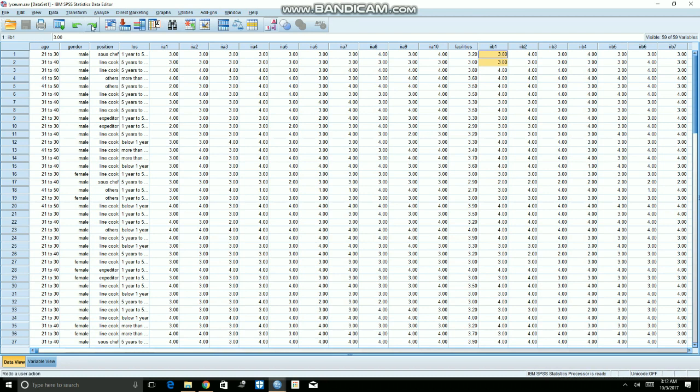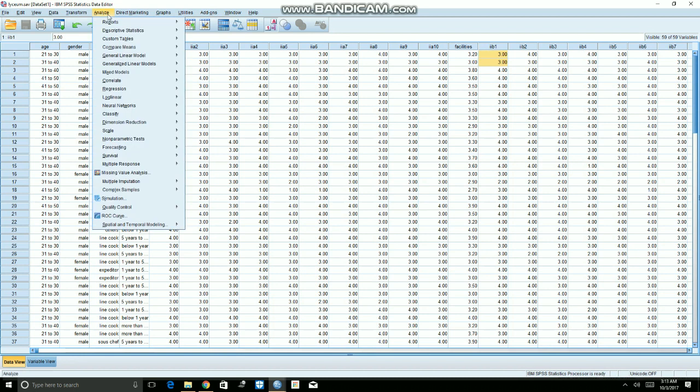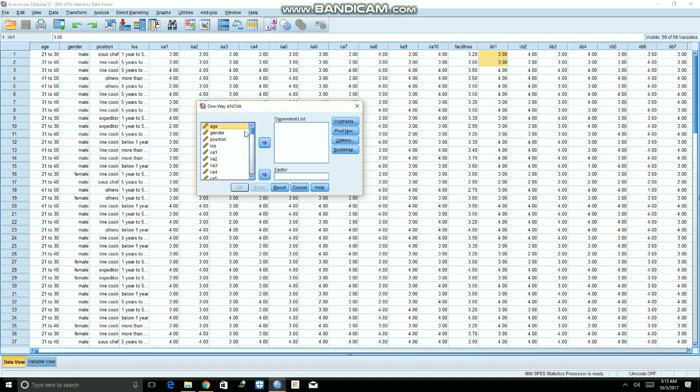How will we use it? First, click Analyze, then Compare Means. It shows different kinds of tests, but we will use the one-way ANOVA test. Click One-Way ANOVA. It shows the different variables. Then we will use the length of service as the independent variable, as the factor. And we'll find the benefits, drag it down, and click the benefits as the dependent variable.